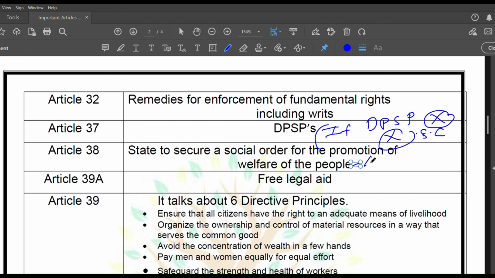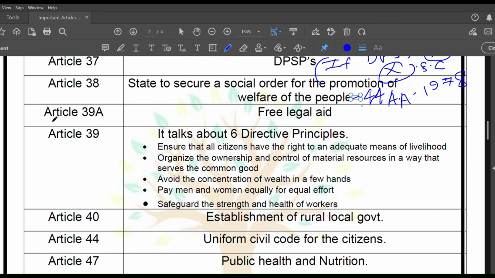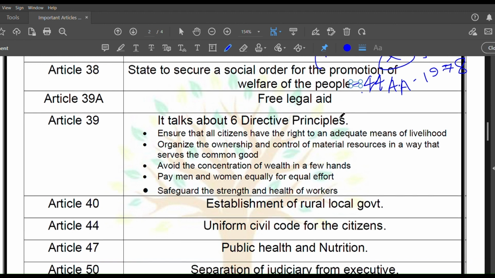This comes under the 44th Amendment Act, 1978. Don't worry, I will share the PDF, but I will ask you to write the things that I am writing here, because these will not be available in the PDF.